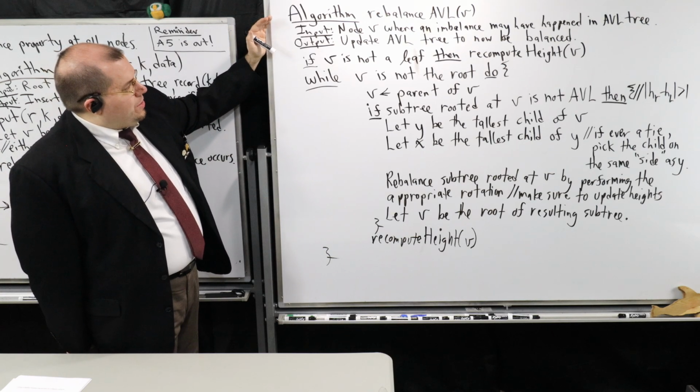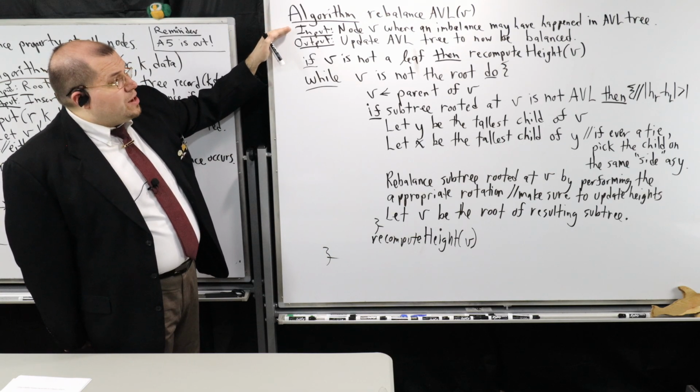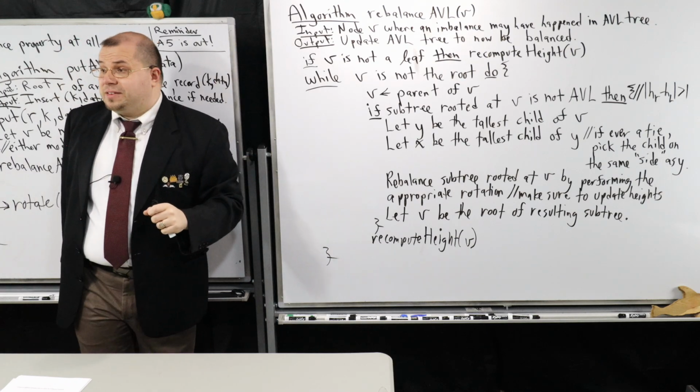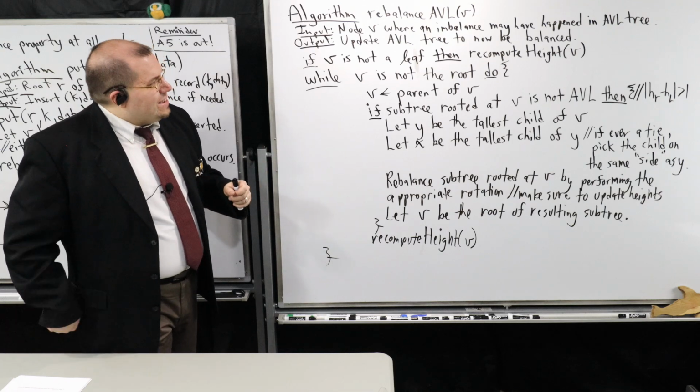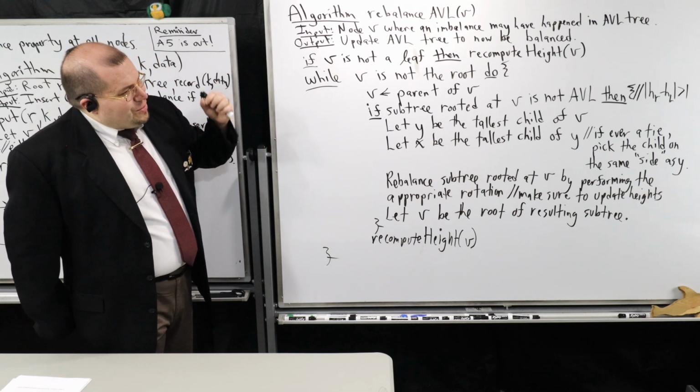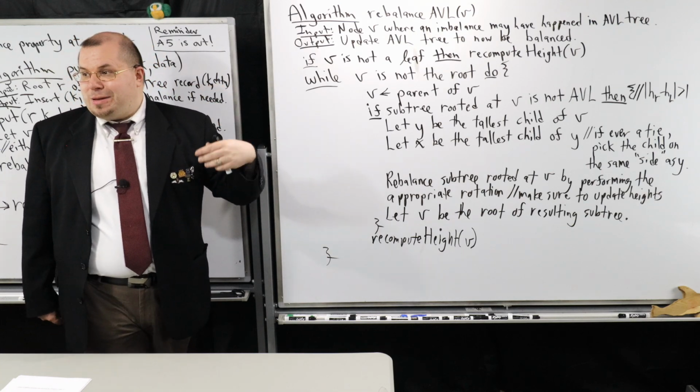Here's rebalanceAVL. The input is going to be a node V where an imbalance may have happened. I must stress that a rebalance may not have happened. I must also stress that the height balance property may be perfectly fine.